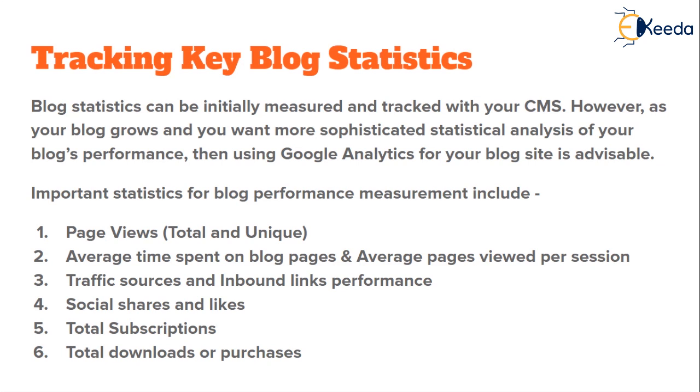Now, according to most successful bloggers and content marketers, there are six major statistics which any blogger should be paying attention to and should be using for measuring their blog's performance. The first one is page views, a very obvious one, and you can start tracking it from day one itself, as soon as you publish your first blog post. Then you have your average time spent on blog pages and average pages viewed per session.